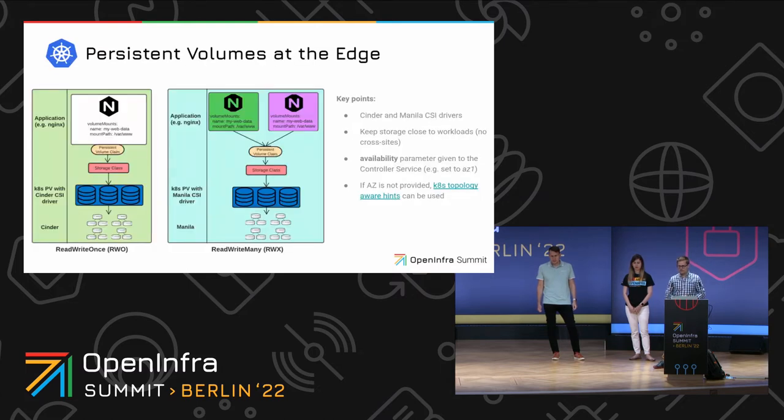So let's talk about the volumes in Kubernetes. Of course, this is a 10,000 feet slide about the PVCs in Kubernetes, but in this one we want to present how Cinder and Manila can be really useful for Kubernetes clusters at the edge. I'm not going to present the details about how it works in Kubernetes, but what I want to share with you is that having Cinder and Manila deployed on the edge sites, managing the local storage, is something that we highly recommend. So having your data close to the workloads.